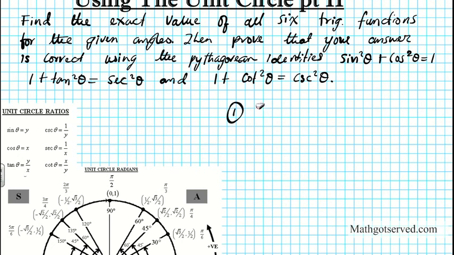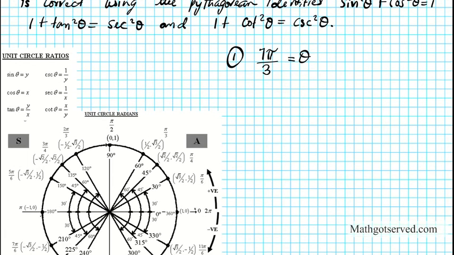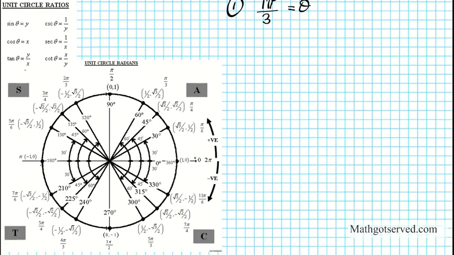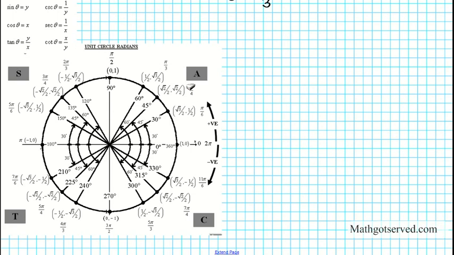So for question 1, we are going to be looking for 7 pi over 3. Okay, all six trig functions for 7 pi over 3. So in this case, this is my theta. All right, theta is 7 pi over 3. Now we're going to consult our unit circle, identify 7 pi over 3, and then we use the unit circle ratios to find out what all six values are. Okay, so let's look for 7 pi over 3 here. Look at all the radian measures. We do not have any 7 pi over 3.